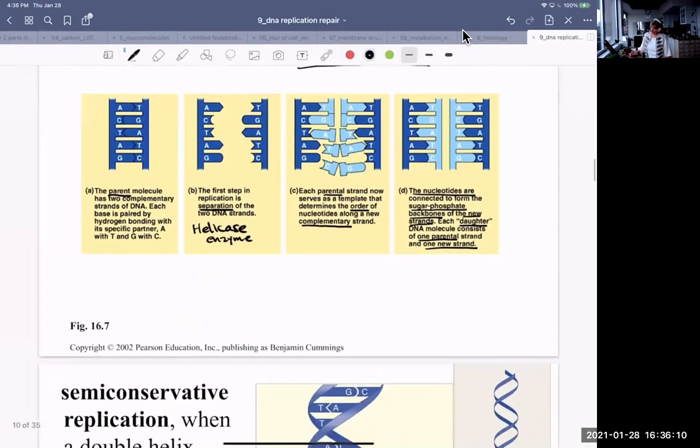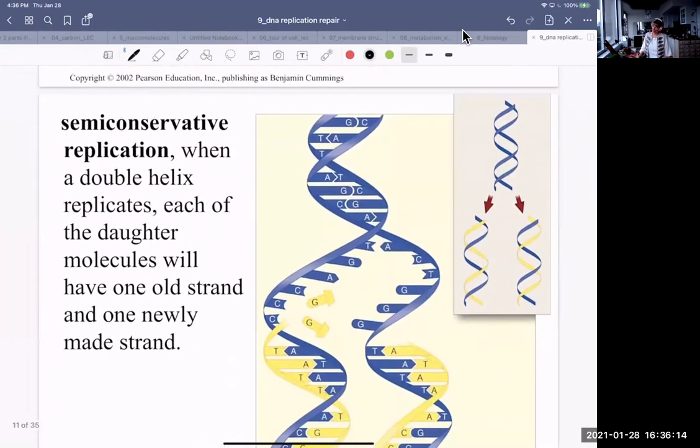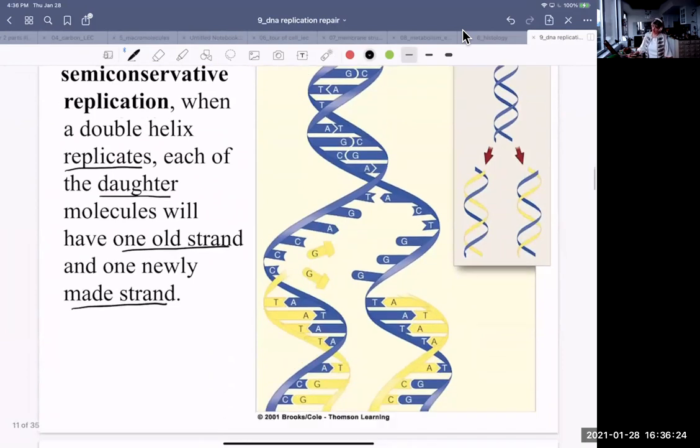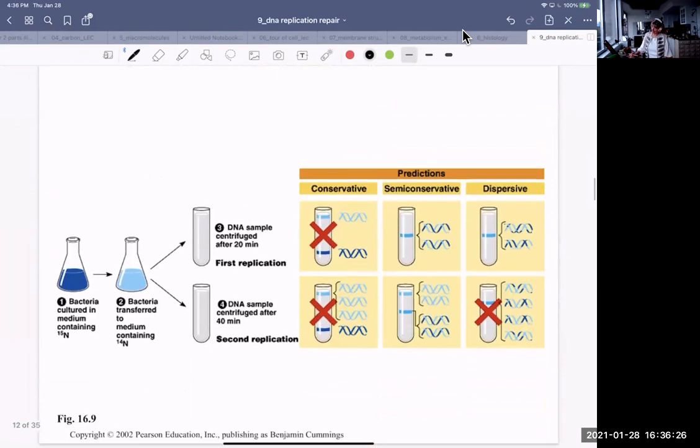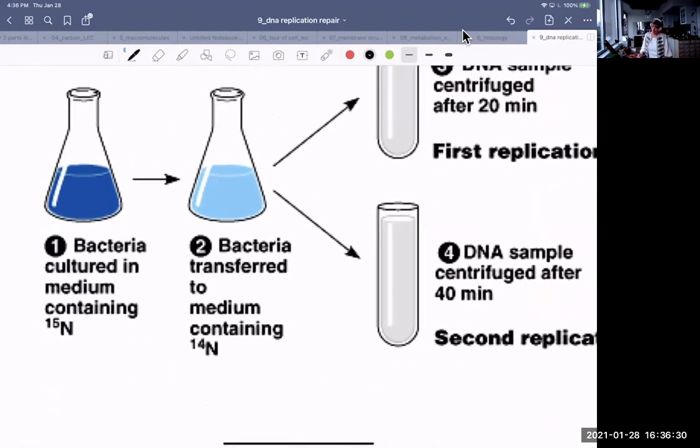So this is how it was discovered that it's semi-conservative replication. So when the double helix replicates, each of the daughter molecules will have one old strand and one newly made strand. How do we know that? Well, take a look at this experiment. Okay, here's a culture of bacteria.